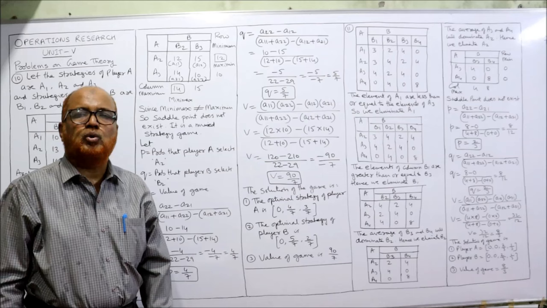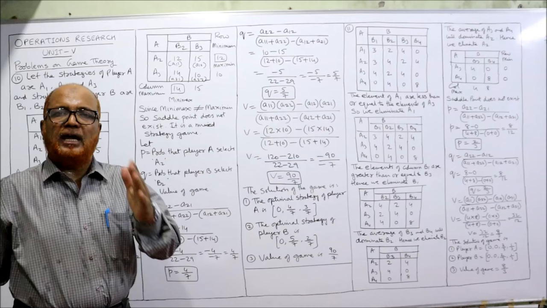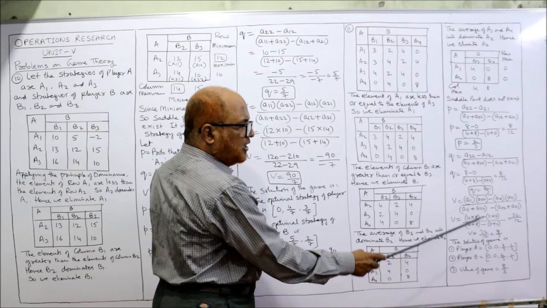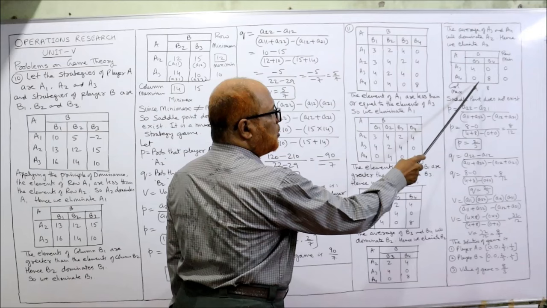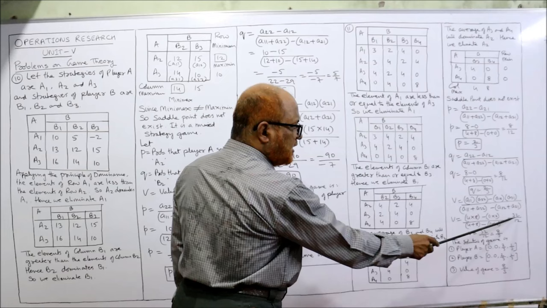Right? Now, V is equal to the value of game: A11 into A22 minus A12 into A21, divided by the same denominator, A11 plus A22 minus A12 plus A21. Right? So A11 into A22, so 4 into 8 plus 0 into 0. So 4 into 8, 32. 4 plus 8, 12. 32 by 12 is 8 by 3. So V is equal to 8 by 3.